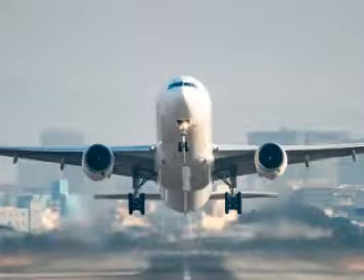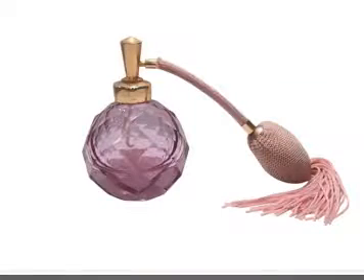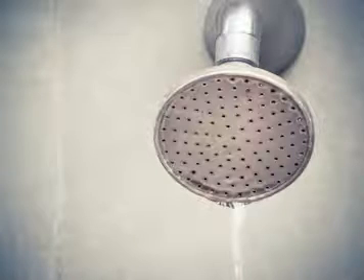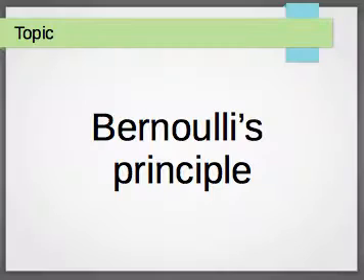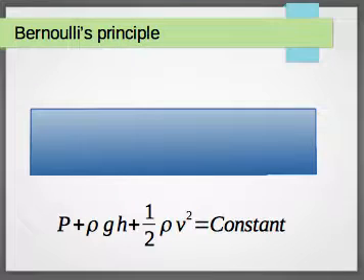What does a plane have in common with a carburetor? A pitot tube also on a plane, a curveball, a perfume atomizer, and your shower. It's Bernoulli's principle. Let's get to the equation. Here it is. Got scared? I bet you did. Let's go and understand each of the terms.